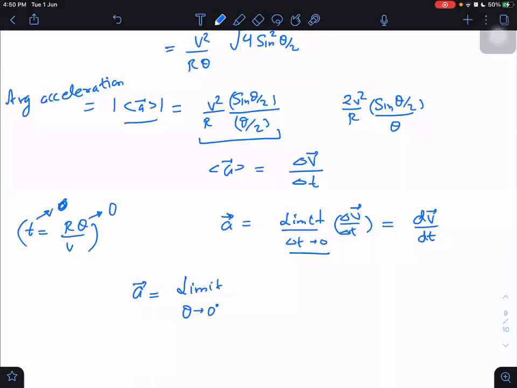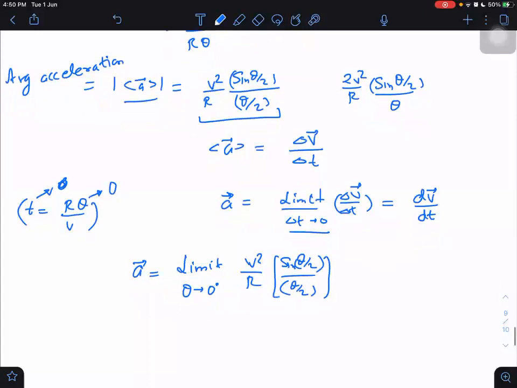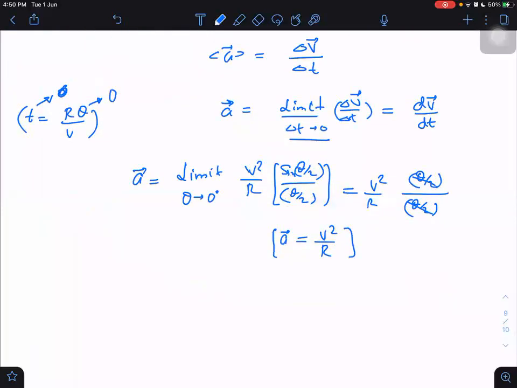So therefore, this will become v square by r into sine theta by 2 divided by theta by 2. For small angles I can write sine theta by 2 as theta by 2, but there is one more theta by 2 below, so it will become v square by r into theta by 2 upon theta by 2. Then theta by 2 will cancel with theta by 2. Then our answer is just v square by r. What is this? The formula for acceleration of what particle? Of the particle which is moving in a circular path.